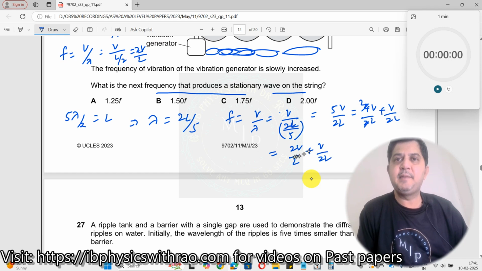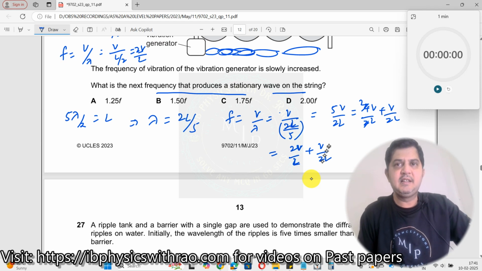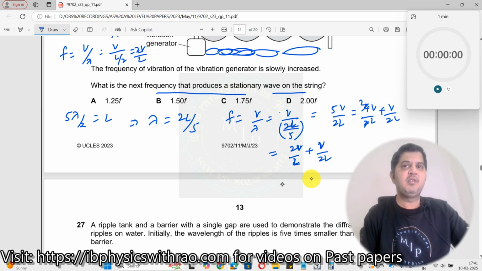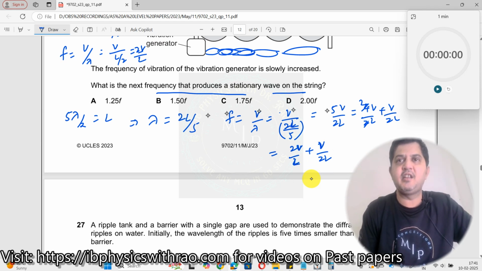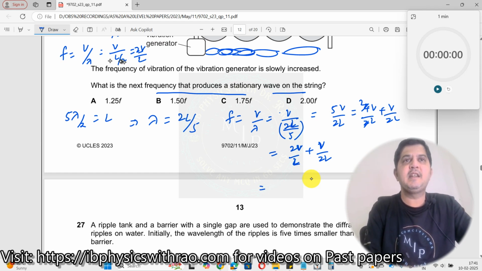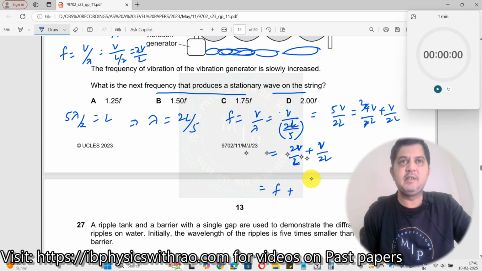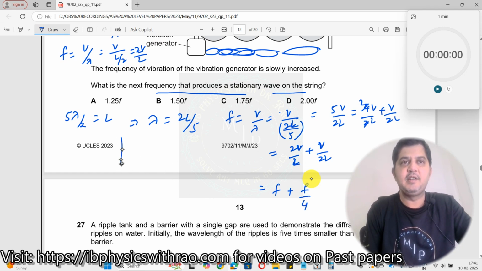Some of this might seem very obvious. Why are you doing so much? But for those who do not know how to do this, this is an elongated procedure. So 2V by L, what is 2V by L? 2V by L is F. And what is V by 2L? See, if 2V by L is F over here, then V by 2L should be F by 4, right? If you want, I can make a note of this here.